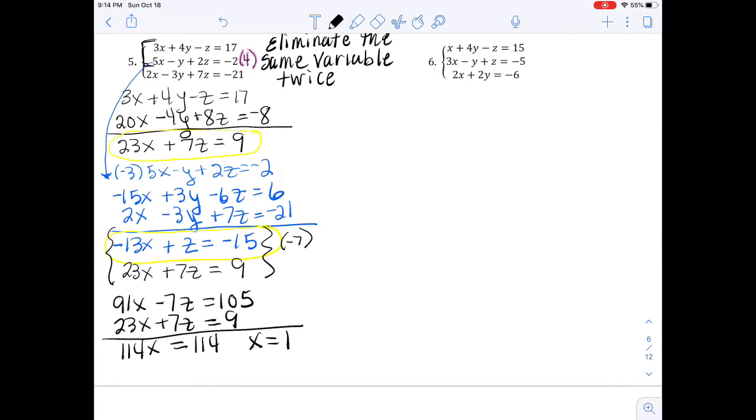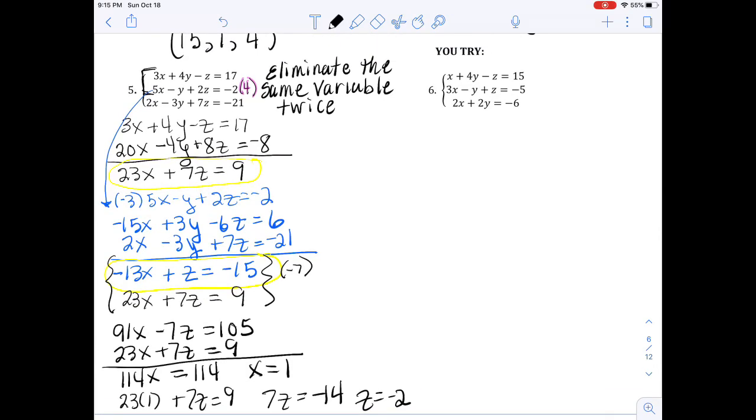Now at this point, what do we do? We'll go back to any equation where you have an x and only one other variable. Don't go all the way back to the beginning because we still don't know what y and z are. So I'm going to take that x and go back to one of the two, the blue or the black there, and substitute it in. So 23 times 1 plus 7z equals 9. So 7z equals 9 minus 23, which is negative 14. And so z is negative 2.